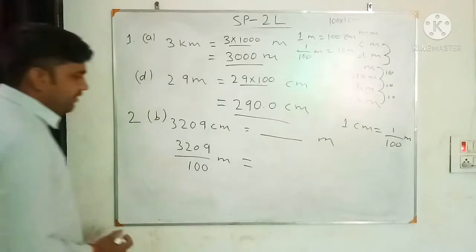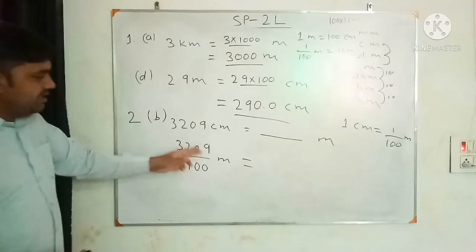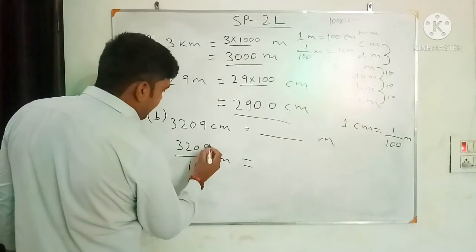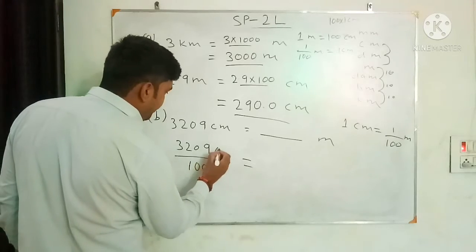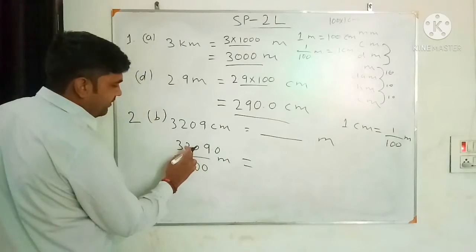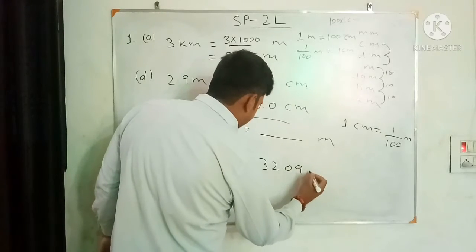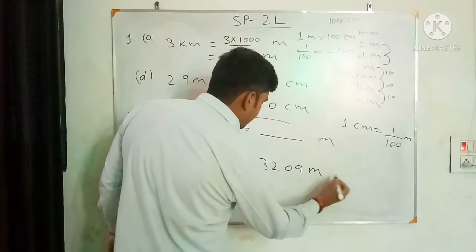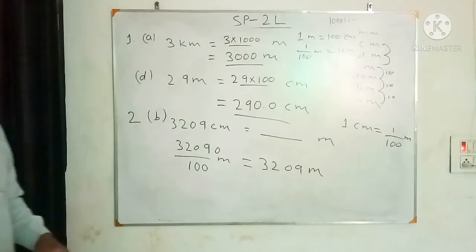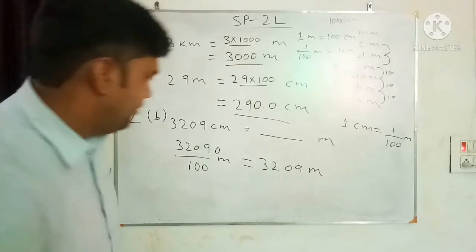So how much is the value? If you divide any number by 100, the decimal shifts 2 places left. So the decimal is here, 3209.0 you can write. It will shift 2 places left here, 32.09. 32.09 meter. Okay, like this we have to do.